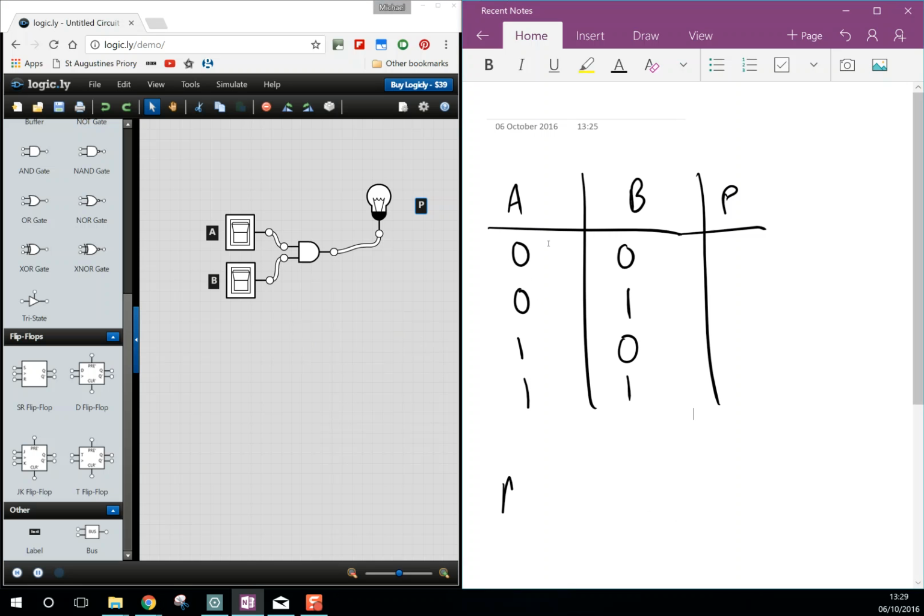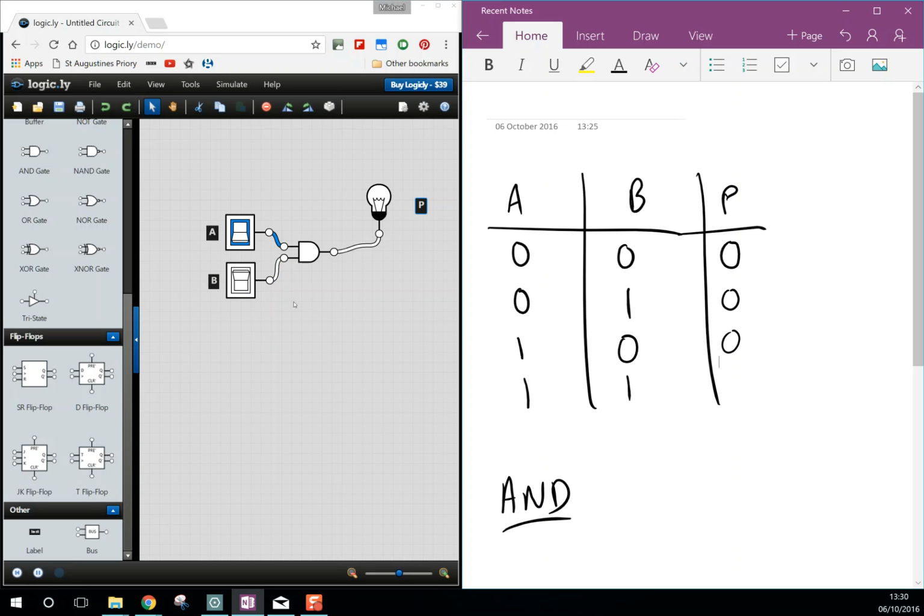So this is of course for an AND gate. So with both switches off on A and B, we can see that P is 0. What about when we switch B to 1? Well, A is 0, B is 1, but P is still 0. And what about when we switch B to off and A to on? Well, we've got A is on, B is off, P is still off.